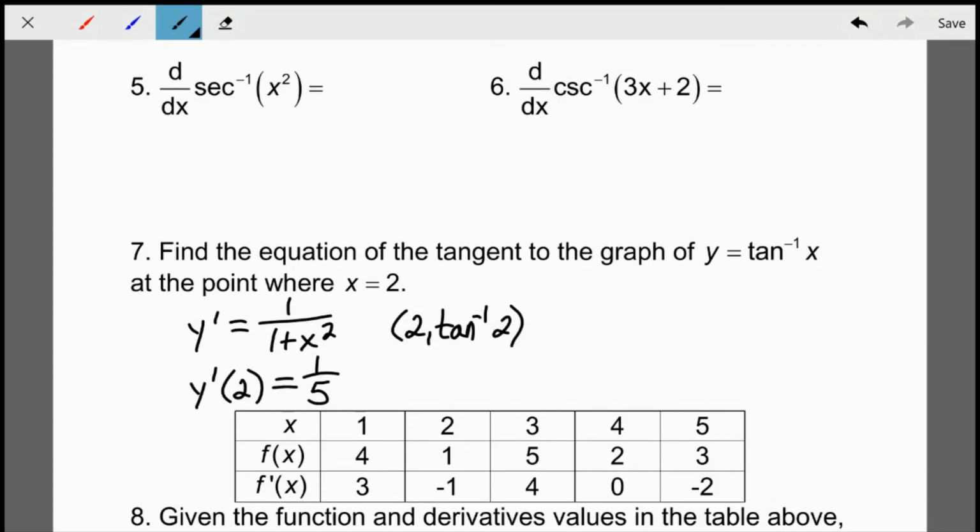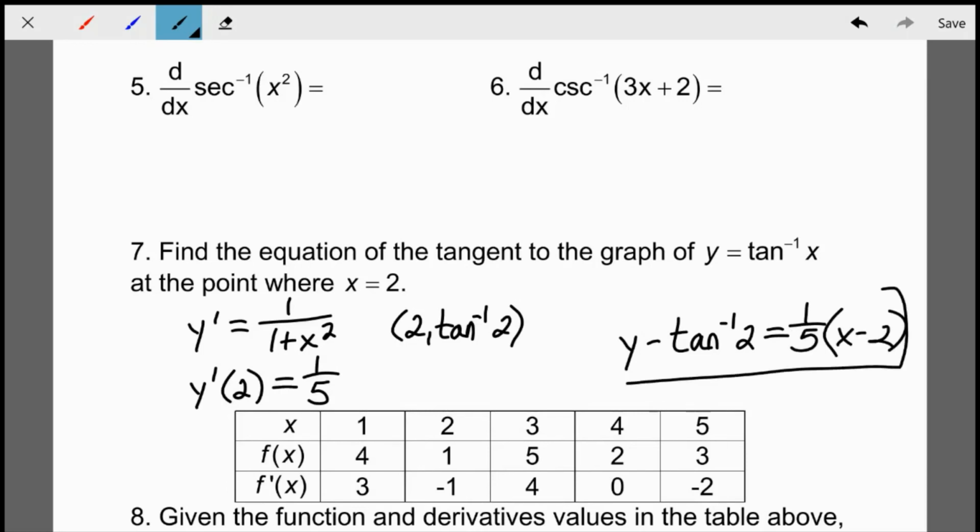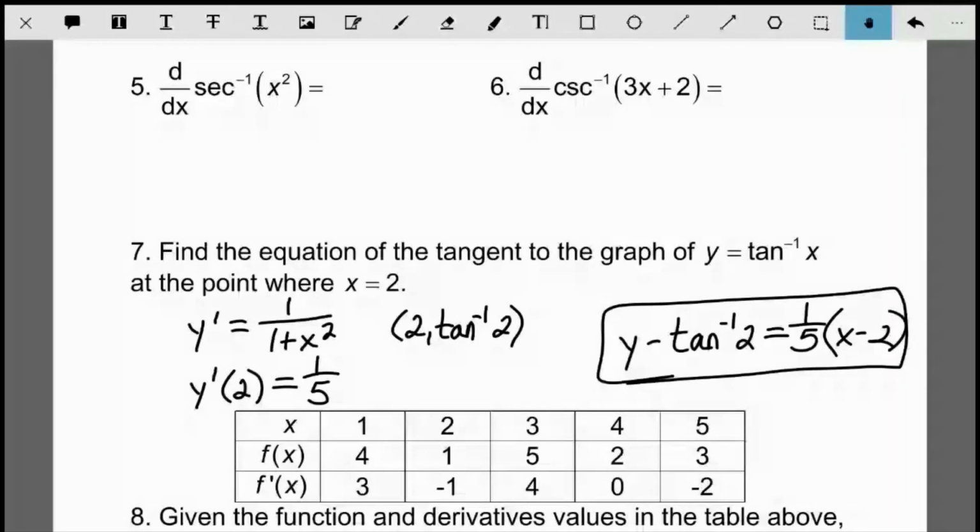So for the equation of the line, y minus y1 would just be y minus the inverse tangent of 2 is equal to my slope, which was 1/5, times x minus 2. And that's how I would want you to write your solution. So it looks a little bit weird because we have an inverse tangent within the equation of the line, but remember it's because it's an irrational number. So you just have to get in the habit of leaving things in that form so that you have those exact solutions as opposed to plugging into the calculator and getting an approximated solution.